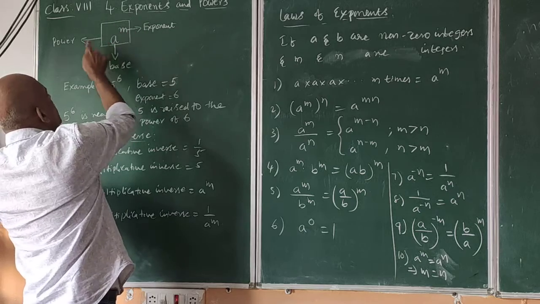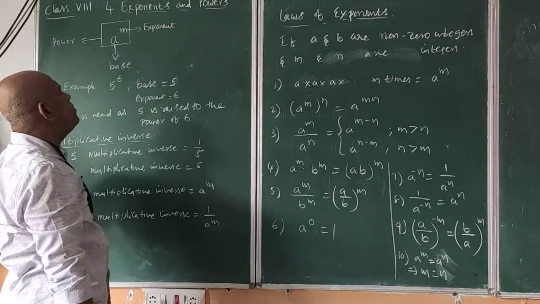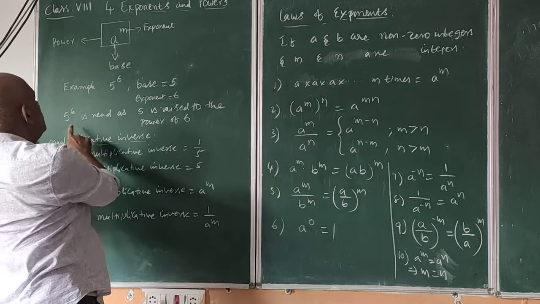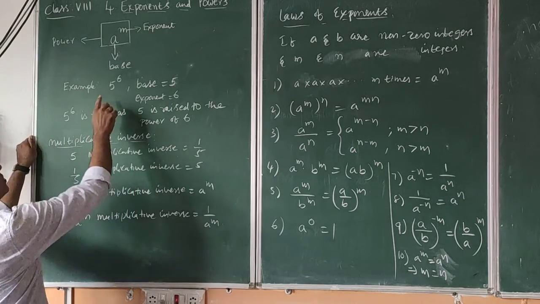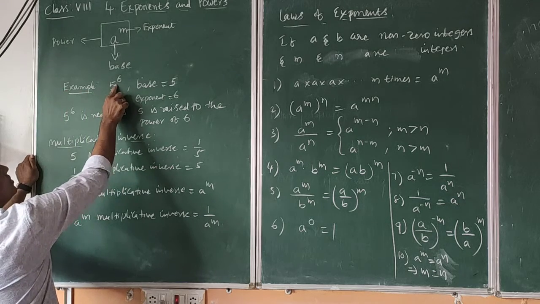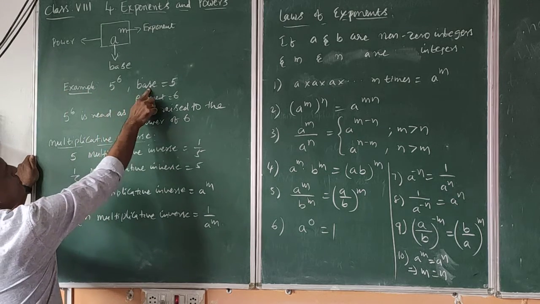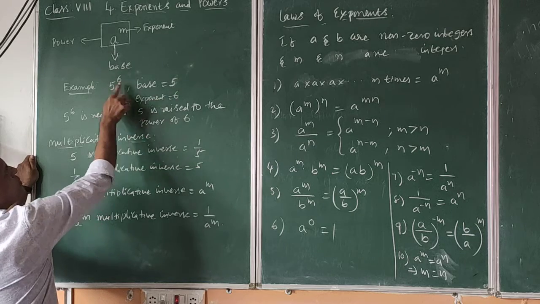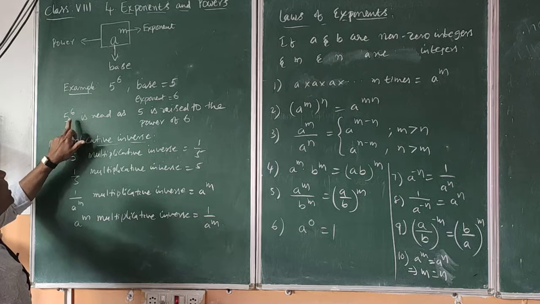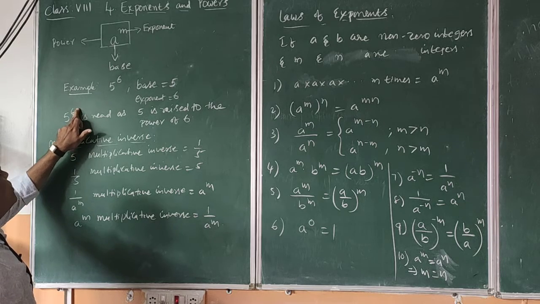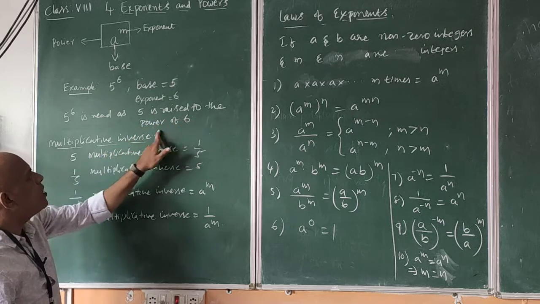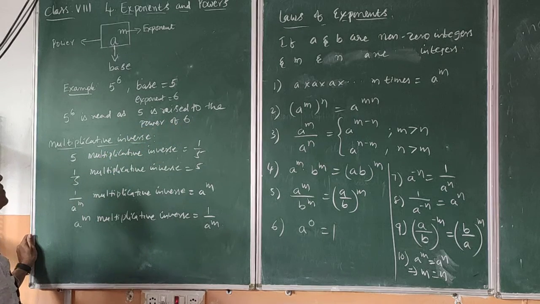Together, a power m is called the power. When we are reading this, suppose an example, 5 power 6 is given here. So in this, base is 5 and exponent is 6. So 5 power 6 is read as 5 is raised to the power of 6, or 5 to the power of 6.